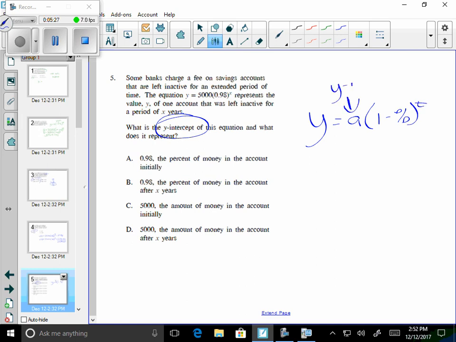Whatever is in front of your parentheses, your a value, is always going to be your y-intercept. So that gets rid of the 0.98. And then, what is y-intercept really fancy for? It's fancy for our start or our initial value. So that's where we get choice C. Y-intercept is always your starting or your initial value.